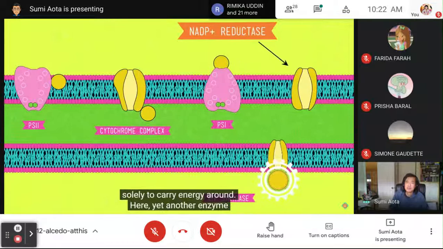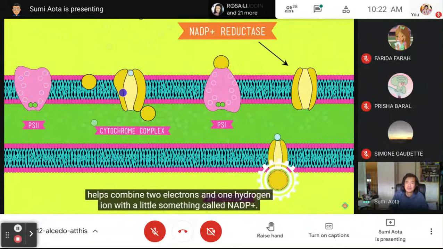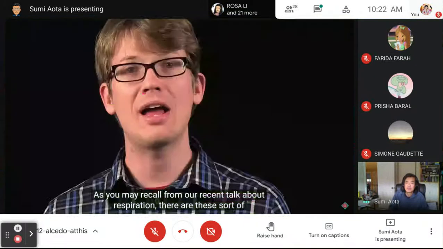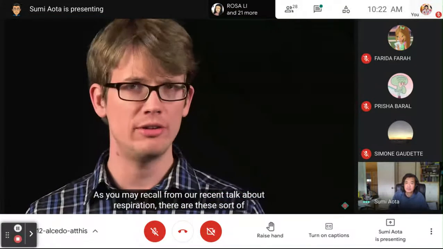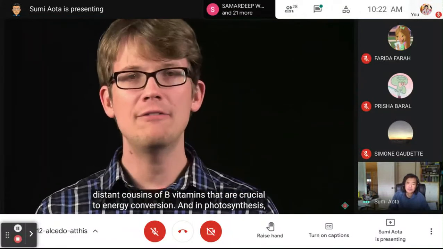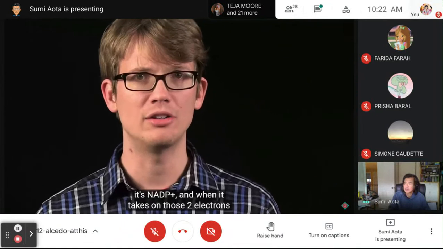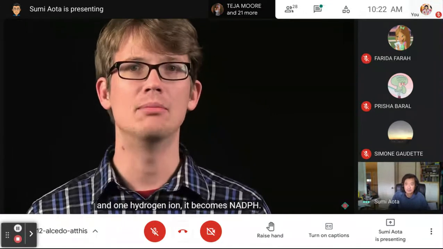Here, yet another enzyme helps combine 2 electrons and 1 hydrogen ion with a little something called NADP+. As you may recall from our recent talk about respiration, there are these sort of distant cousins of B vitamins that are crucial to energy conversion. In photosynthesis, it's NADP+, and when it takes on those 2 electrons and 1 hydrogen ion, it becomes NADPH.